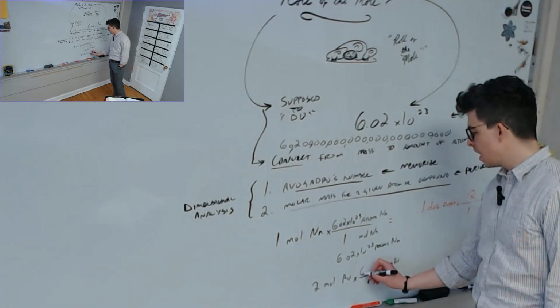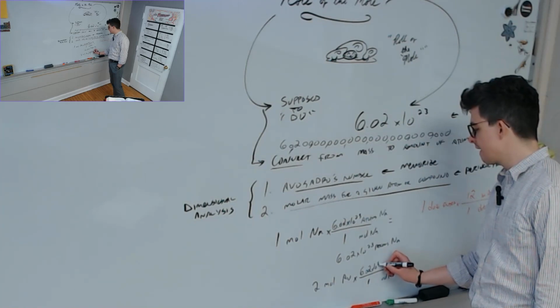6.02 times 10 to the 23rd. And where did you find that number on the periodic table? Memorize.